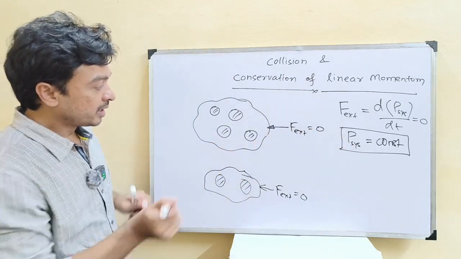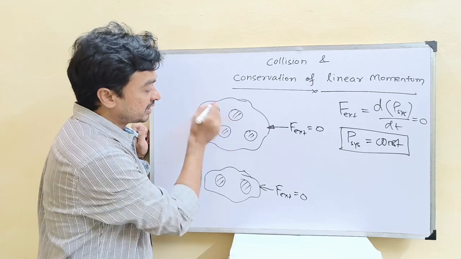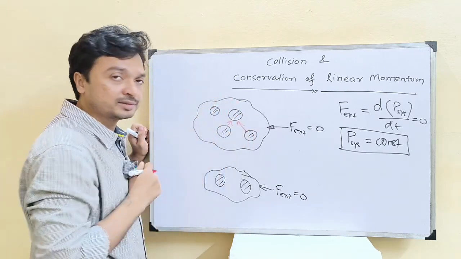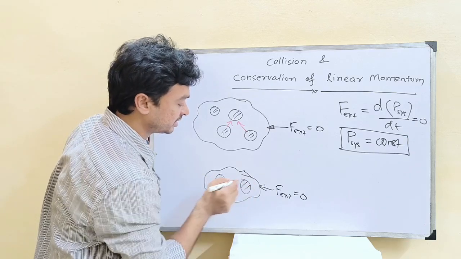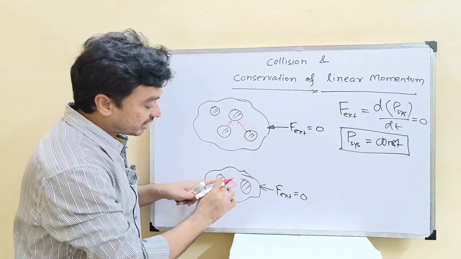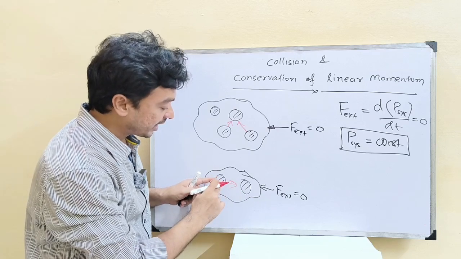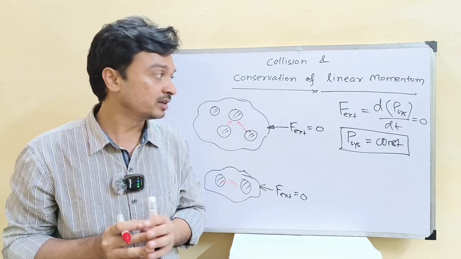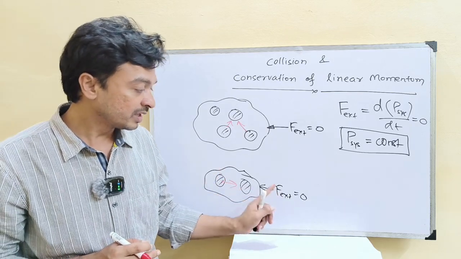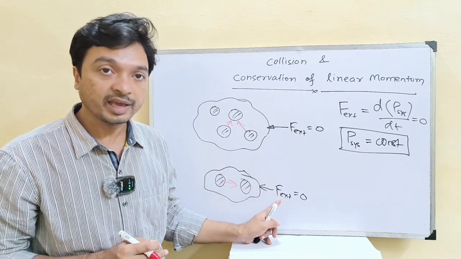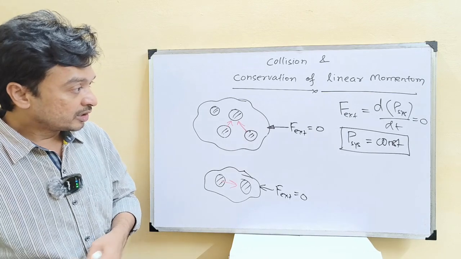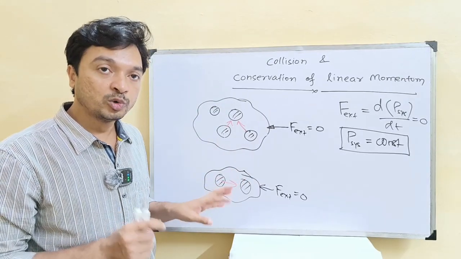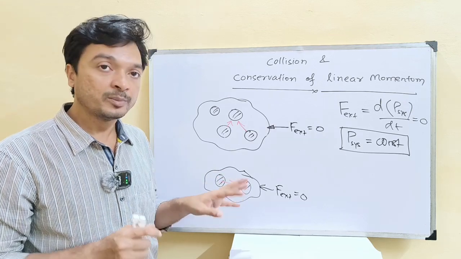Now consider particles within the system. If these particles move towards each other and collide, whatever force is applied by one particle on the other at the time of collision will be an internal force of the system, and internal forces will not be considered in the external forces. So for simplicity, here we will only consider a system of two objects, or two particles.